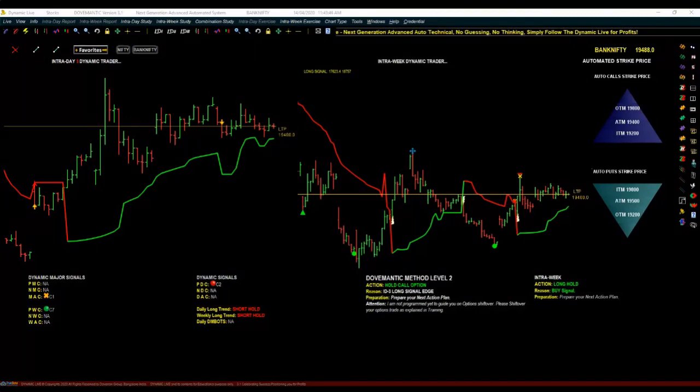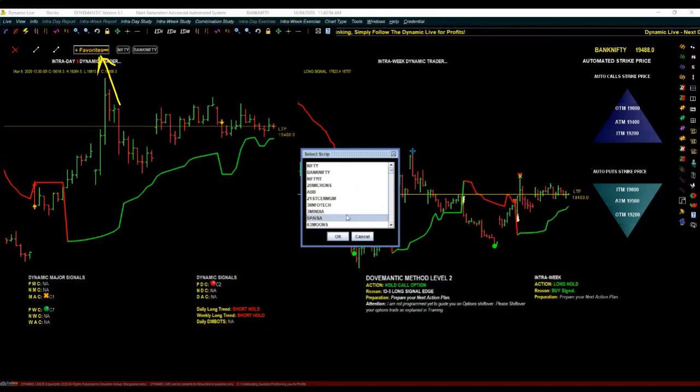Now in this dynamic live, there is this favorites. Now in this favorites, you are supposed to click on it. Once you click on it, it'll ask you which is your favorite stock. So go select your favorite stock. Let me select Bank of Baroda.